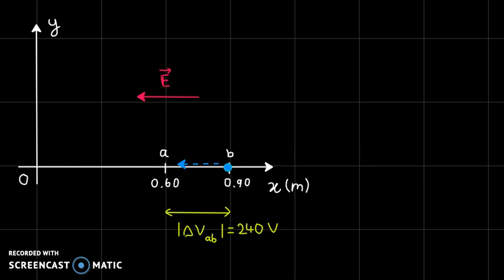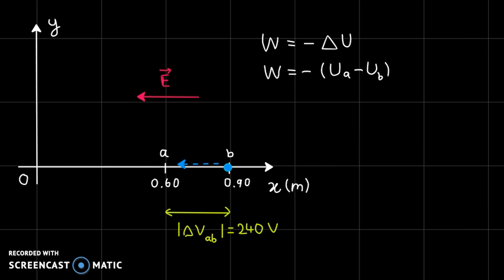In part C, we have a particle with some negative charge moving from point B to A. And the question is, what is the work done on this particle by the electric field? Work done by the field is equal to the negative of the change in potential energy of the particle. So change means final minus initial. In this case, the particle is moving from point B to point A, so that's going to be U sub A minus U sub B.